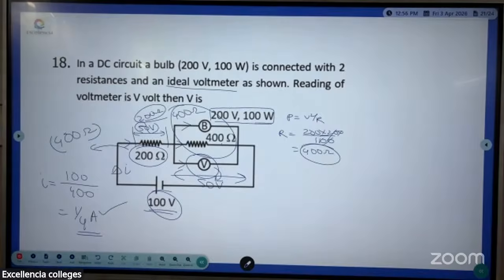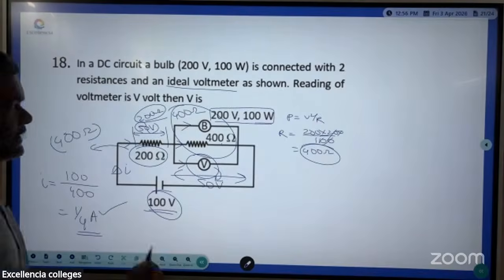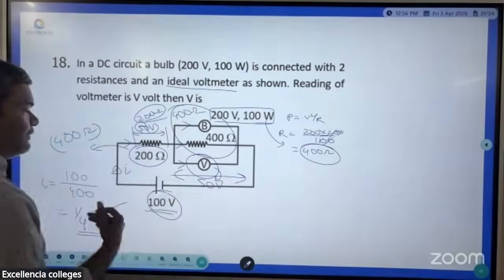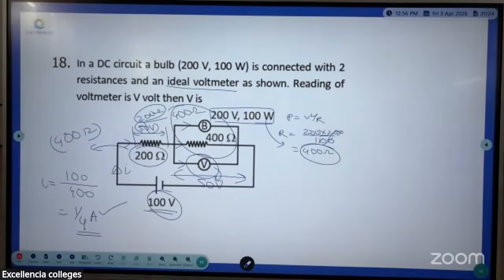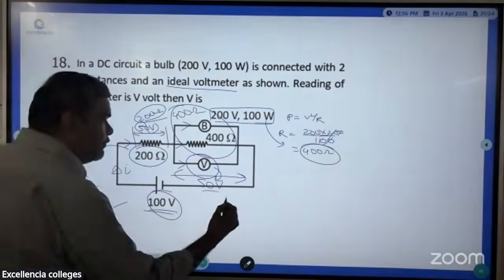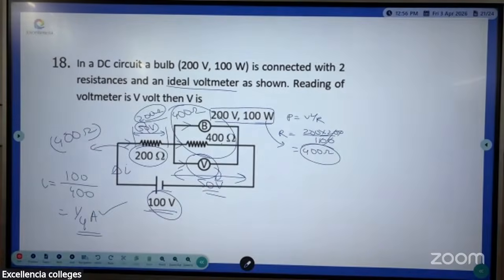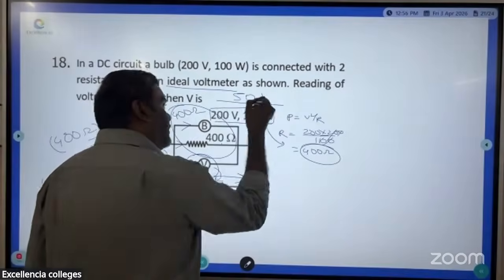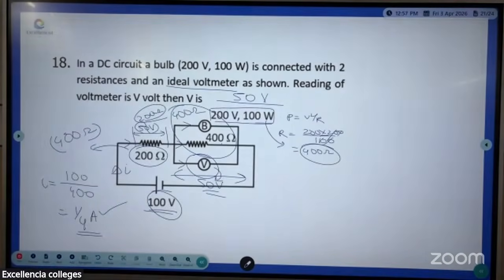So we don't have to use much of a writing here to solve the question. You can do this calculation mentally and then just simplify it mentally. You will get the answer here. So answer comes out to be 50 volts. That's the answer here. So reading of the voltmeter V is probably an integer type question. Answer should be 50 volts. Right?